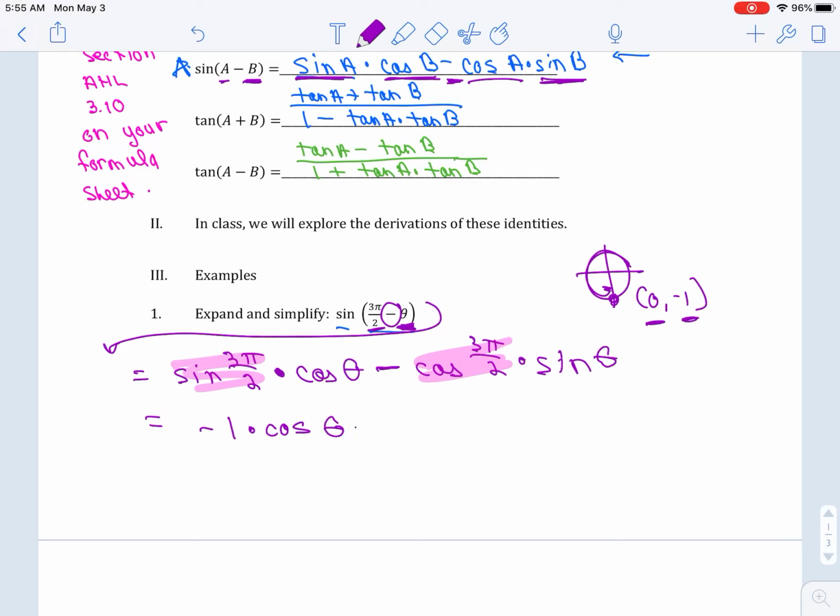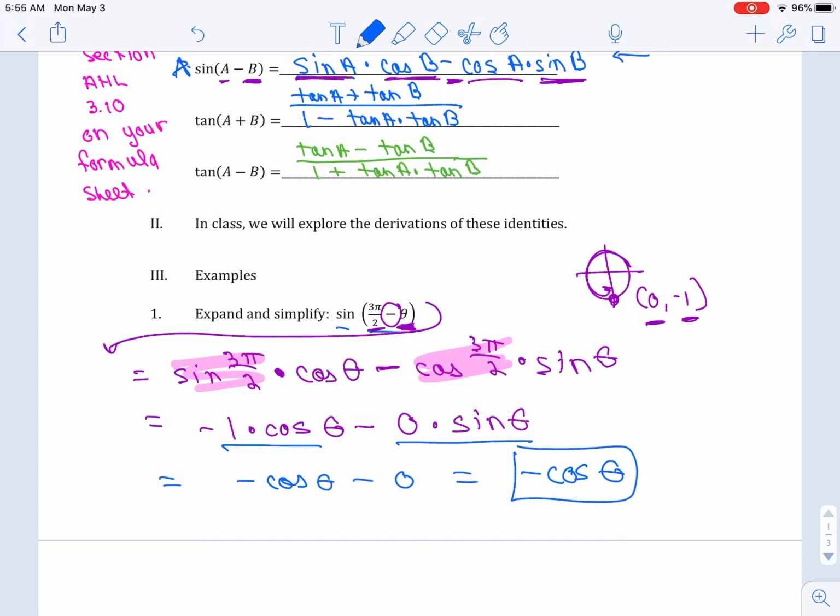Cosine theta minus, and then cosine of 3 pi over 2 we said is 0 times the sine of theta. According to order of operations, you do these multiplications first, and so this is just negative cosine theta minus 0, which is simply negative cosine theta. So that's all they're looking for here, is to simplify it that far.